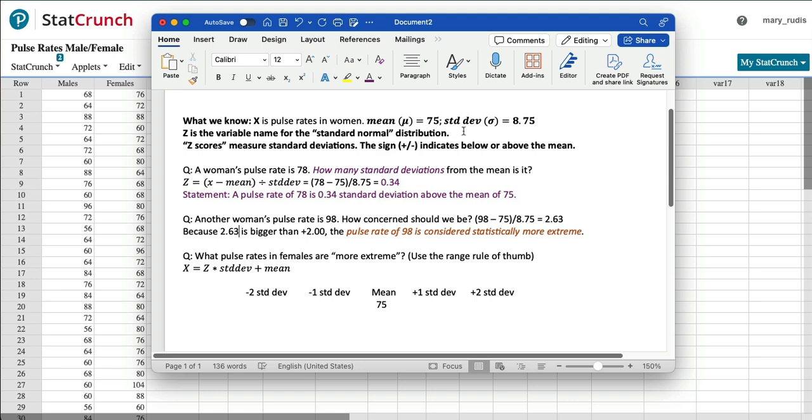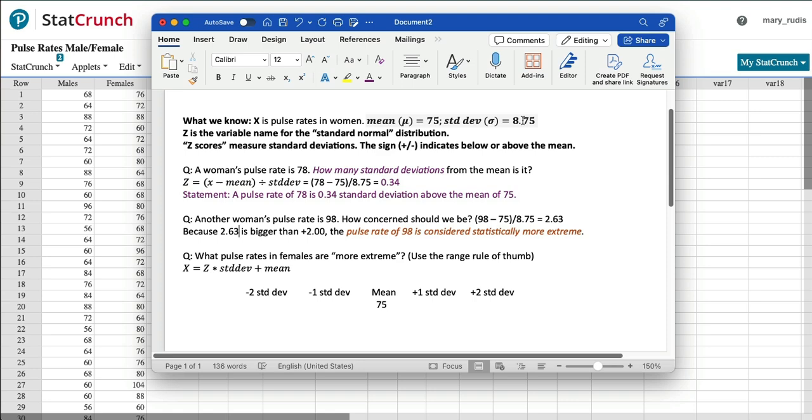And the standard deviation, which is the measure we're going to use for how far you are, or how unusual something is, how far from the mean we are, that's the population standard deviation, which is the Greek letter sigma. And that number is 8.75 beats per minute. So these numbers are both being measured in beats per minute.